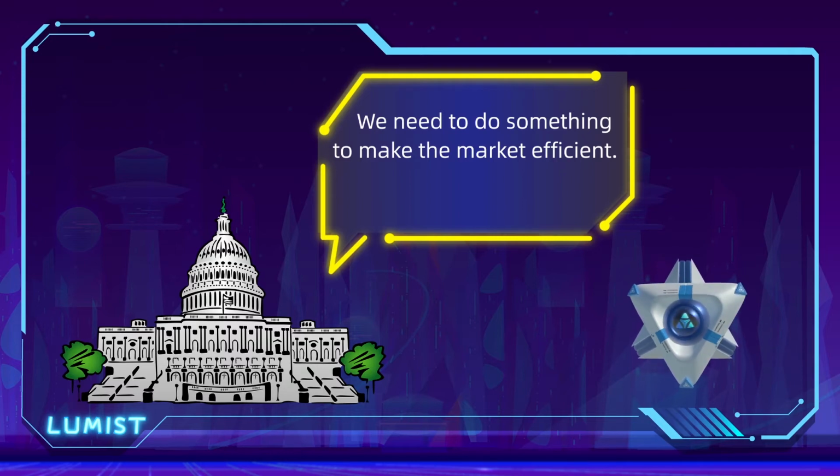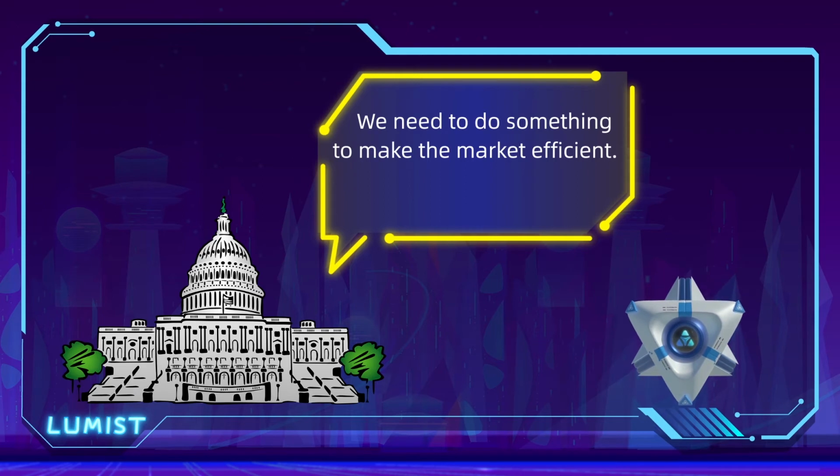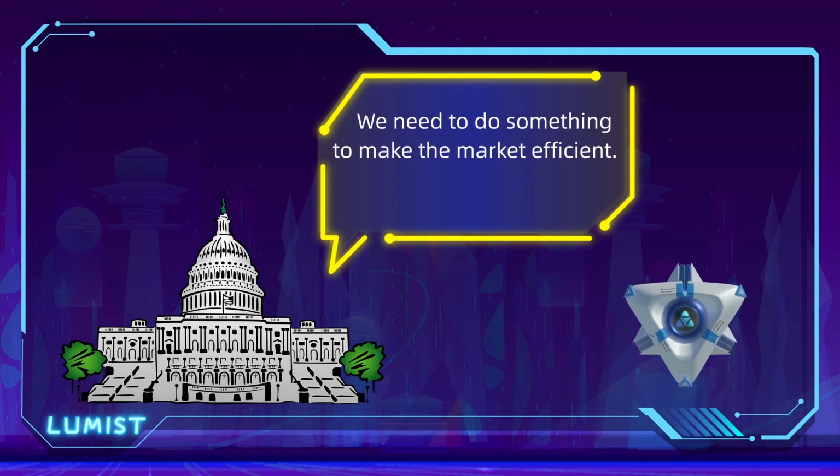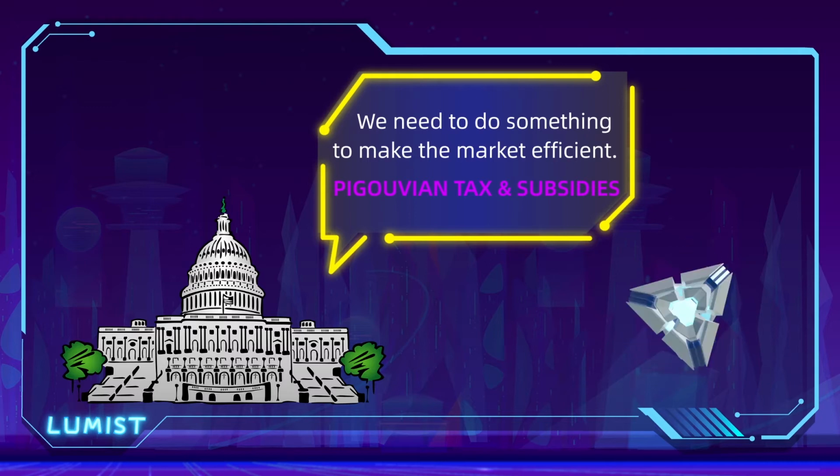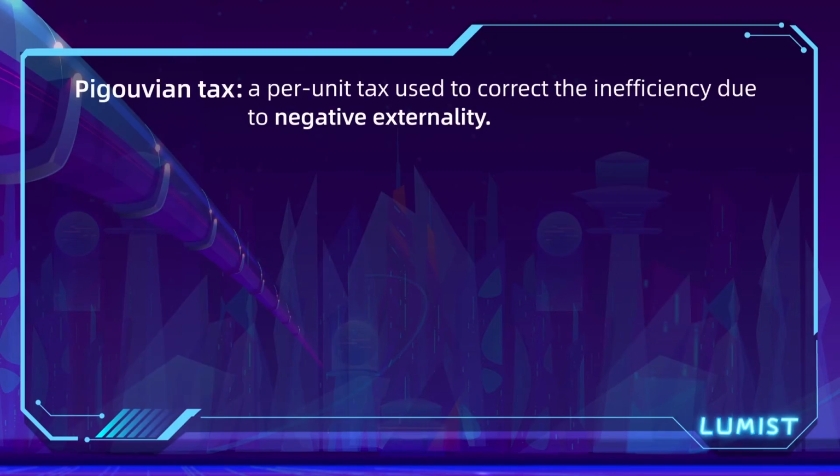There are many policies designed to manipulate the market prices and incentives to correct for market failures, but one of the most popular solutions is to have a Pigouvian tax or subsidy by the government. A Pigouvian tax is a per unit tax that is imposed on a good in order to correct the inefficiency of the market outcome caused by a negative externality.